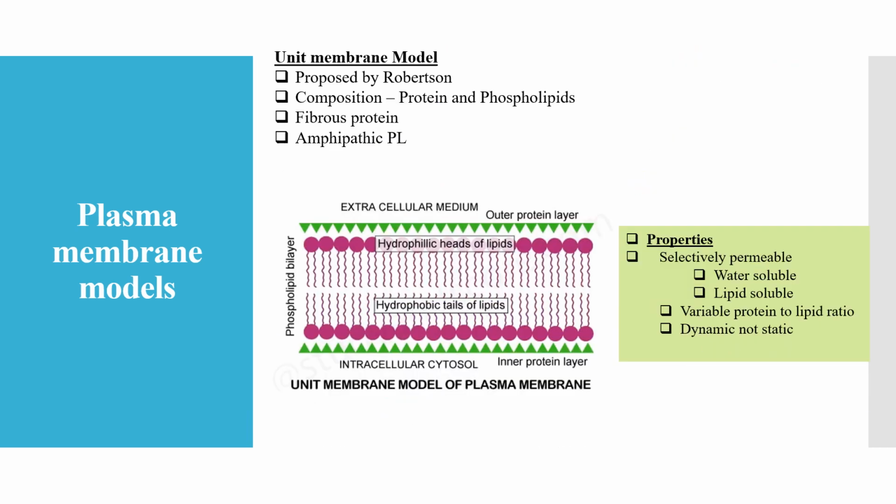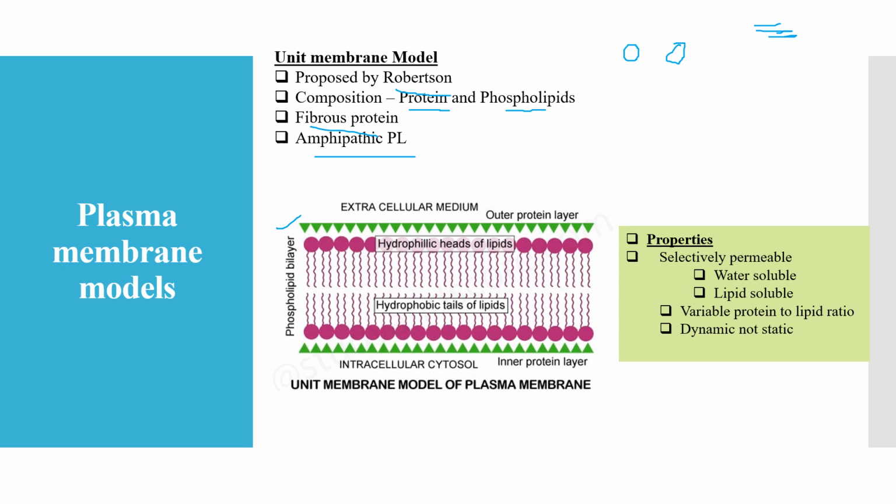Next is the unit membrane model. So after the sandwich model, now we are going to discuss the unit membrane model. The unit membrane model was proposed by Robertson. The composition was similar: the plasma membrane is made up of protein and phospholipid. In the unit membrane, the phospholipid is an amphipathic molecule like we discussed in the last presentation slide, but the protein is fibrous. A globular protein is a rounded structure, but the fibrous protein is like this, or you can draw fibrous protein like this.